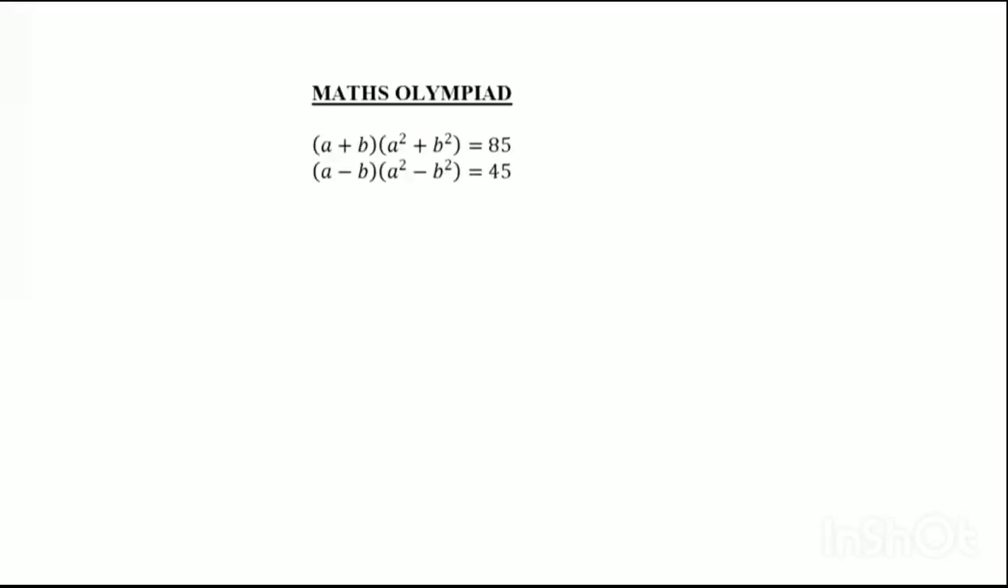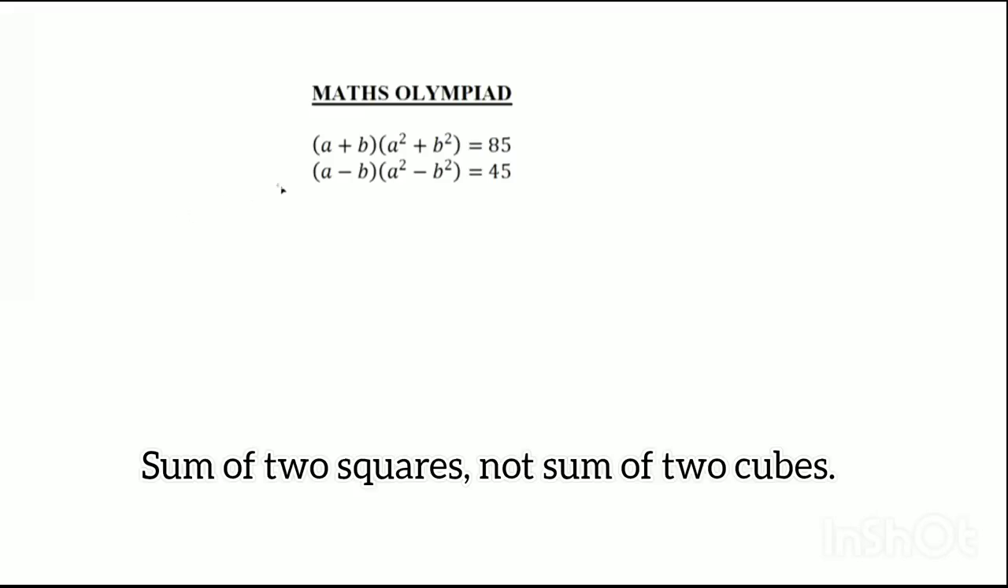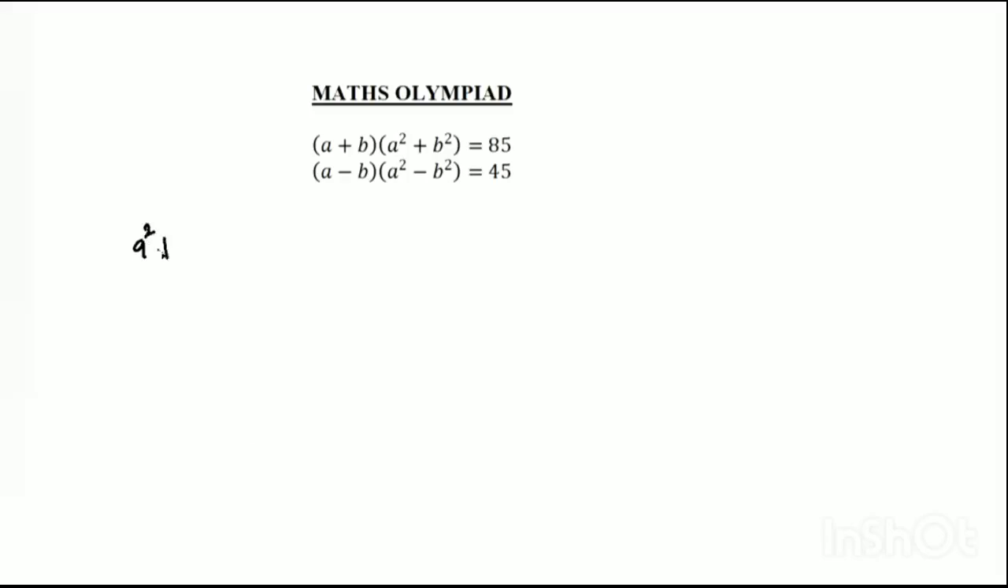Can you solve this without the normal identity we know for the sum of two cubes? That is, a squared plus b squared equals a plus b all squared minus 2ab. I don't think it's going to be possible for this question.